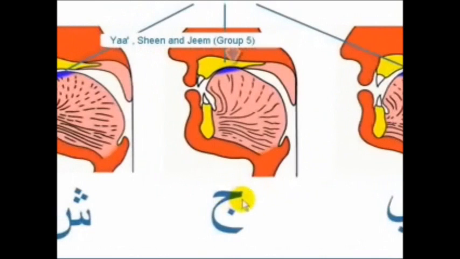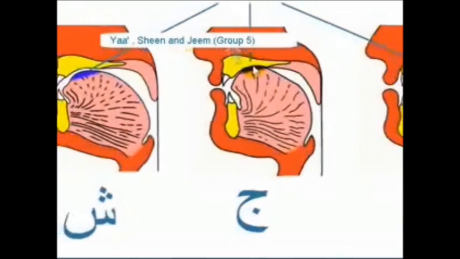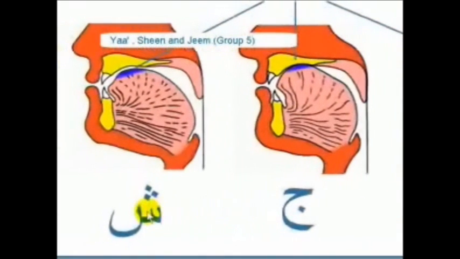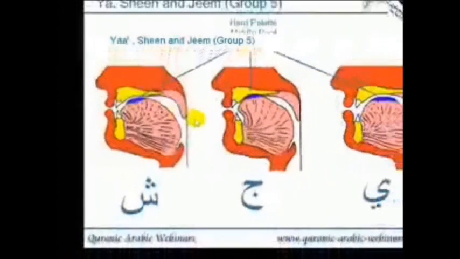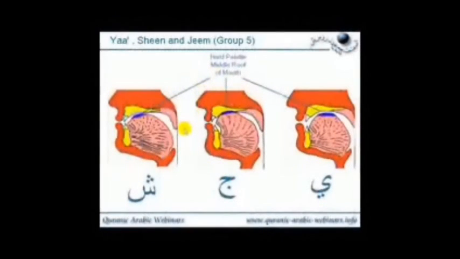We have the letter Jim, Jim, still towards the middle of the top of your mouth but slightly more forward. And then we have Sheen, Sheen, which goes just a little bit more forward, but we would still class that towards the middle of the top of the mouth on the hard palate. So that was group 5.